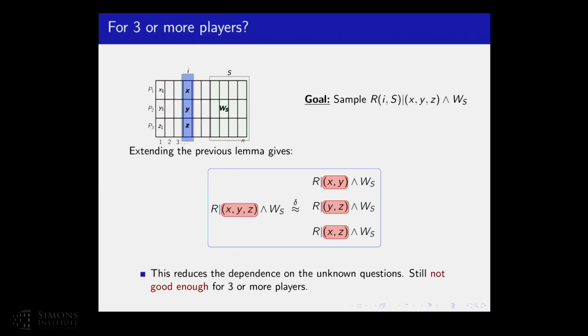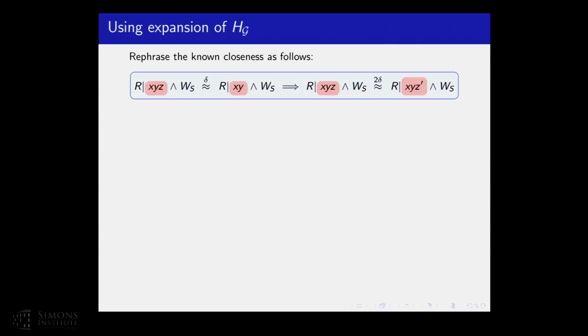So now how do we get around this? Well, we use the expansion of the k-1 connection graph to get around this. So here's a way to rephrase the closeness. Well, what we know from the previous extension of the Holenstein-Raz lemma is that R conditioned on X, Y, Z is close to R conditioned on just X, Y. But then using a simple triangle inequality will give that R conditioned on X, Y, Z is close to R conditioned on X, Y, Z prime for any Z and Z prime. Now notice that these two are adjacent vertices in the k-1 connection graph because they differ in just one coordinate, which is Z.